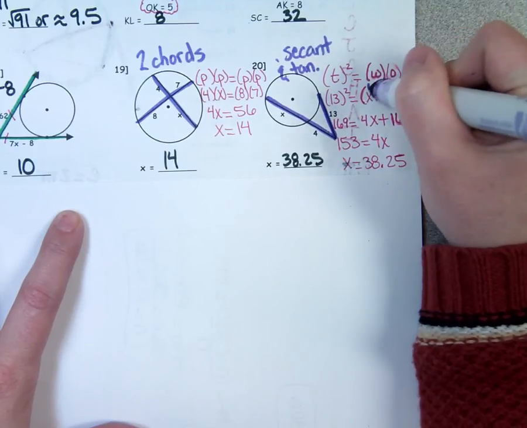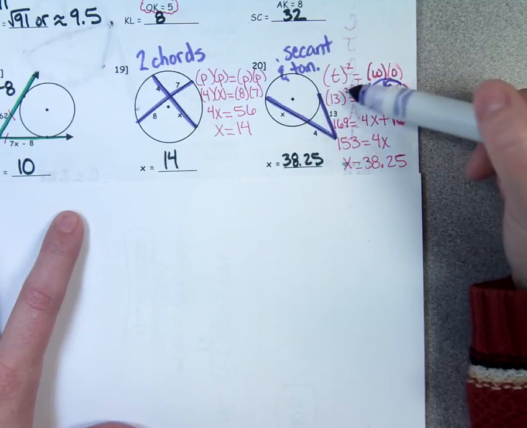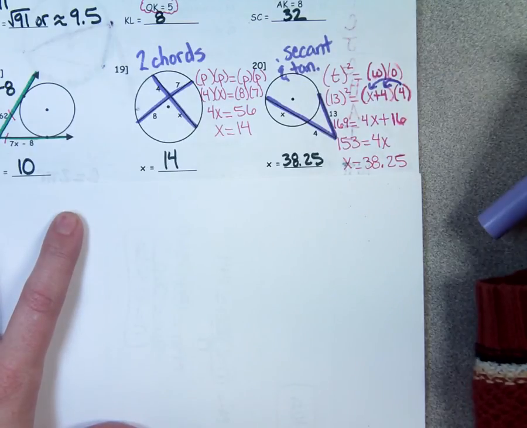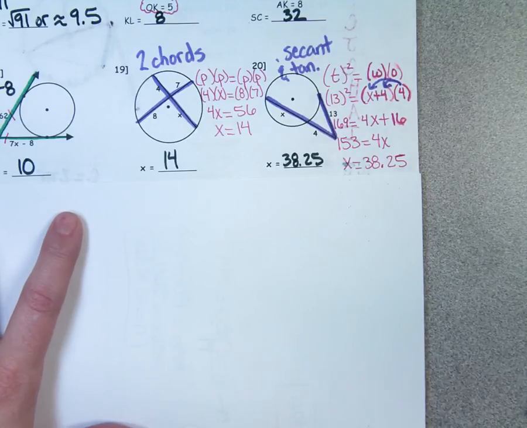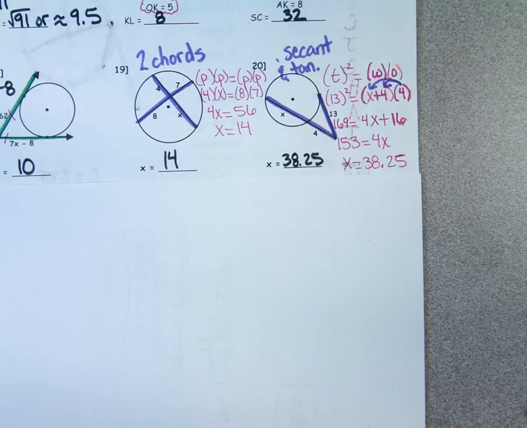And then I distributed the 4 to give 4x plus 16. I squared the 13 to get 169. Then you would subtract the 16 and divide by 4. And you get your final lovely answer of 38.25. Okay, let's move on.